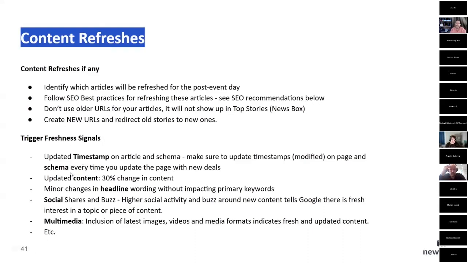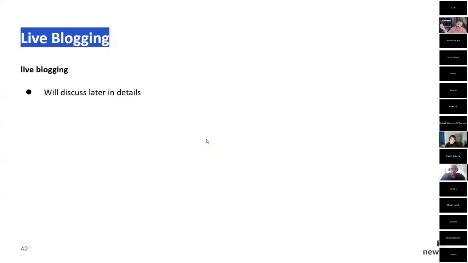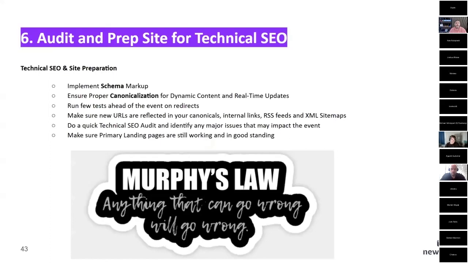Timestamp, schema, at least update 30% of the content, minor changes to the headline if it already works for you, and work with your social team to push that content into the different social platforms. Google tracks Chrome data. So when they see a lot of traffic coming to a page through their Chrome data, they pay attention to it as well. Live blogging, I'm going to discuss this in detail later, so we will come back here.